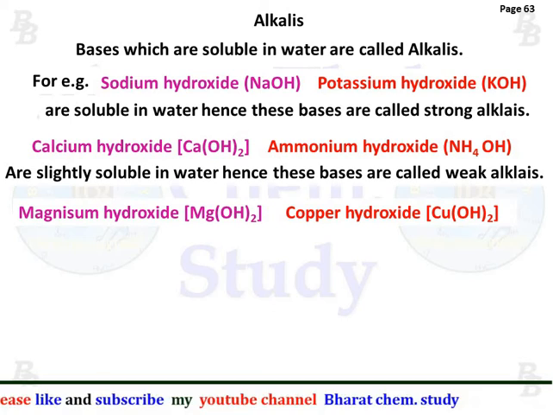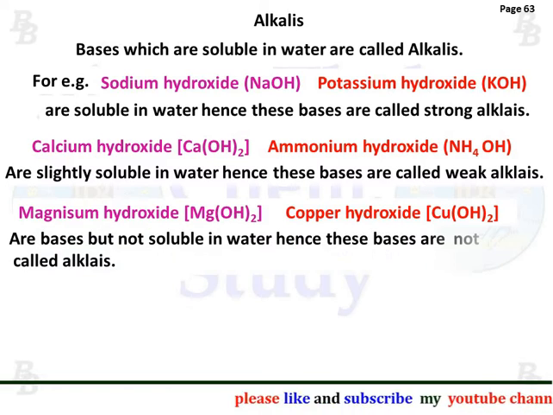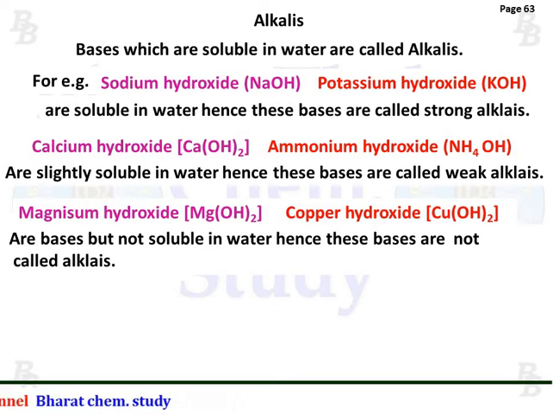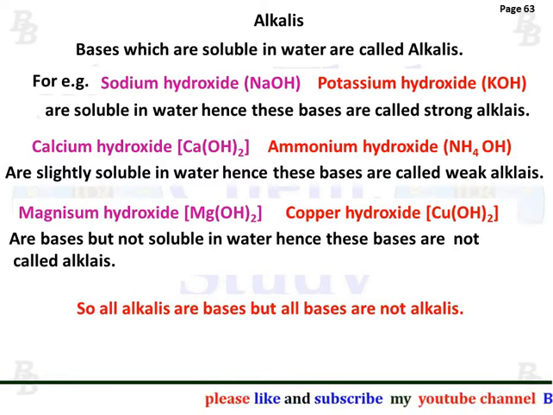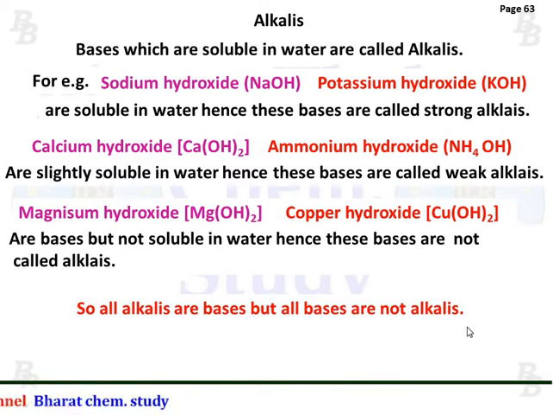Magnesium hydroxide, copper hydroxide, and all other metal hydroxides or oxides are insoluble in water, so they are not called alkalis. They are bases, but they are not called alkalis. So the conclusion is that all alkalis are bases, but all bases are not alkalis. Again, sodium hydroxide and potassium hydroxide are strong alkalis; calcium hydroxide and ammonium hydroxide are weak alkalis.